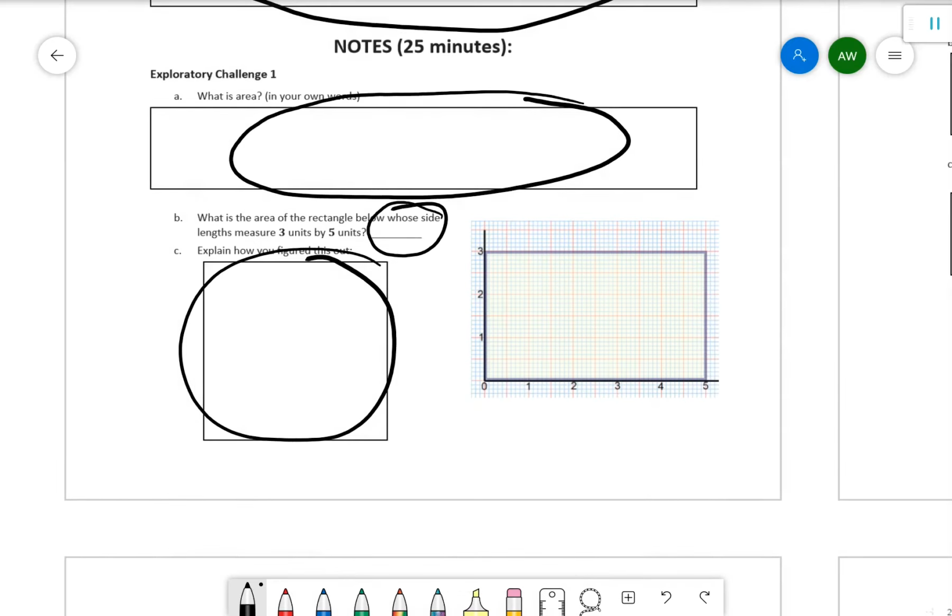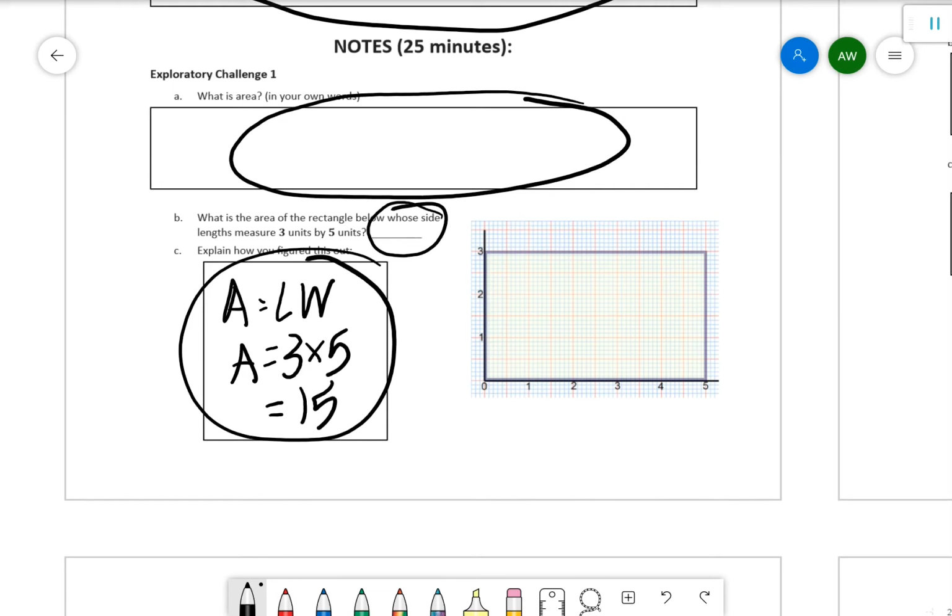All right, so hopefully you had a good way to do this. I think the really common way that most of you would have done is to say area is length times width, which is 3 times 5, which is 15, right? That's what I expect that most of us would have done.